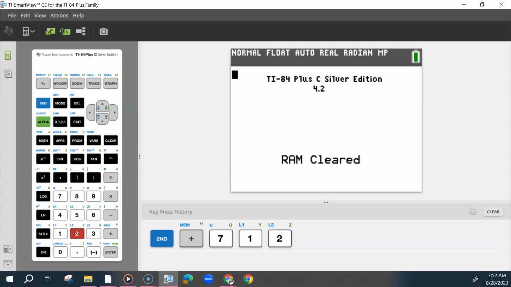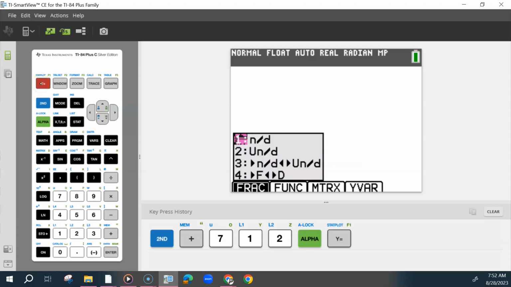And then to put in fractions, you're going to go alpha, the green button, y equals at the top. And you're going to get an option that looks like this, or a list that looks like this. You're going to choose the first one, so you can press 1 or you can press enter, it doesn't matter.